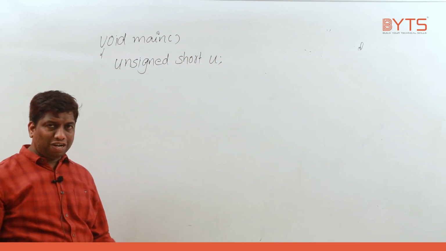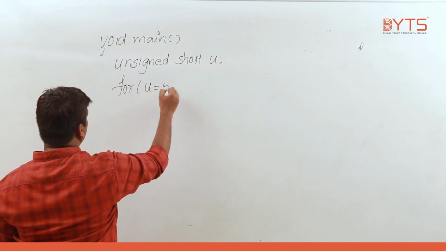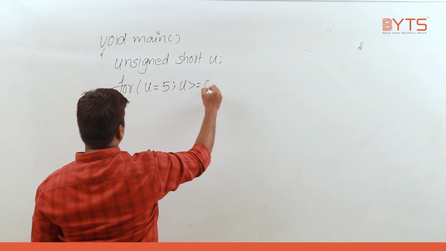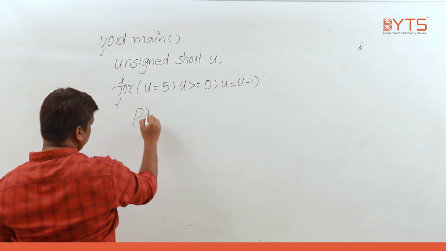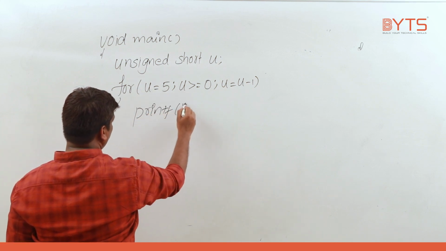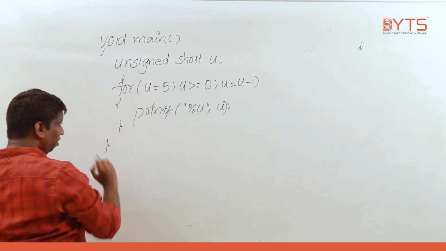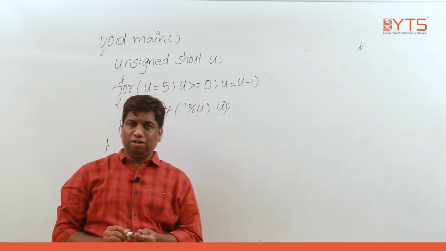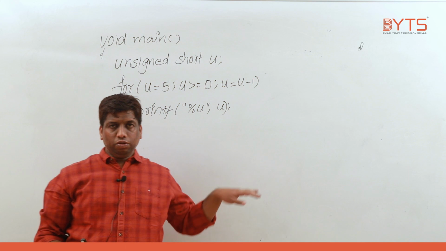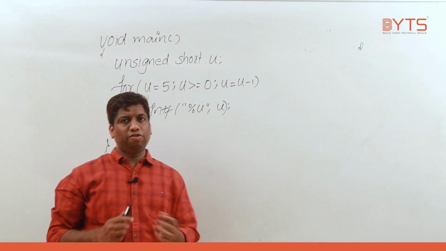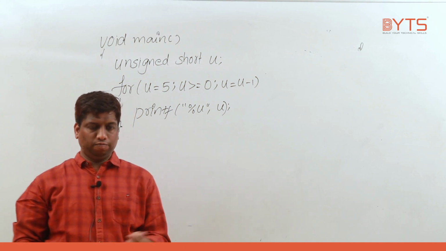Yes, u is what type? Unsigned short type. For u is equal to 5, u greater than or equal to 0, u is equal to u minus 1, printf percent u comma u. Maybe you are bored, but I am telling you every time because our intention is that you should understand the problems. Pause the video and find the output. If you went wrong, you need to know where you went wrong.